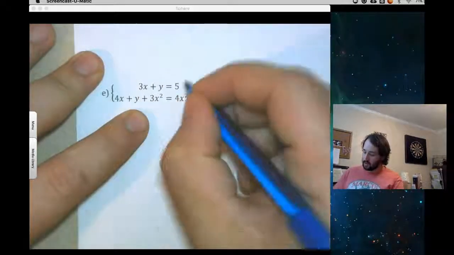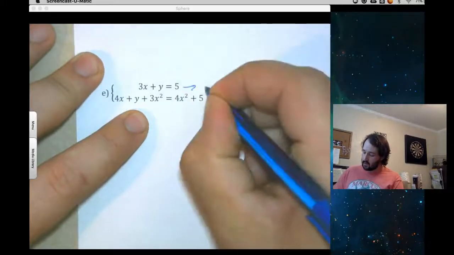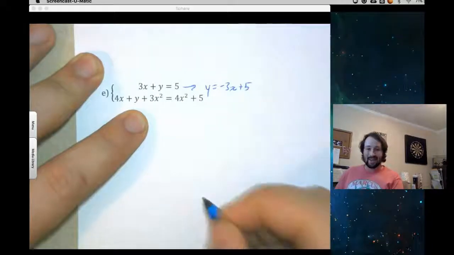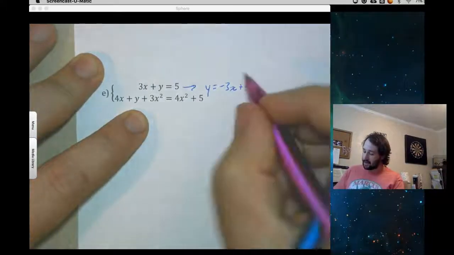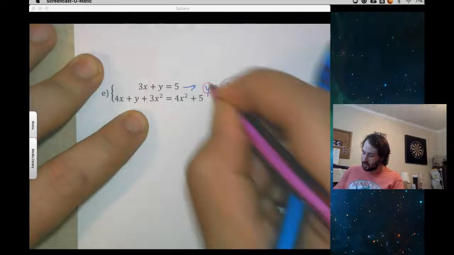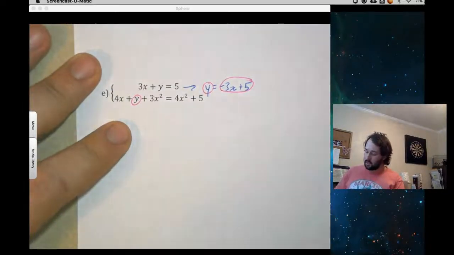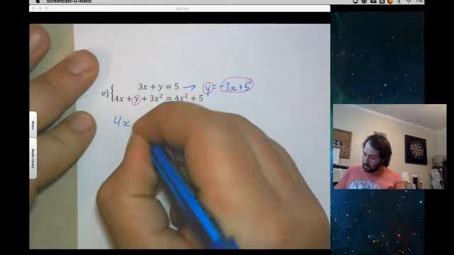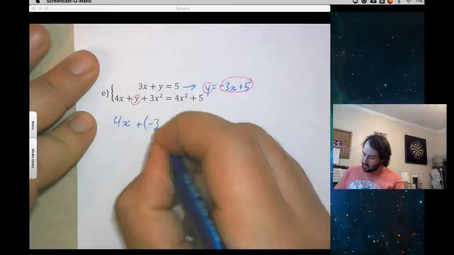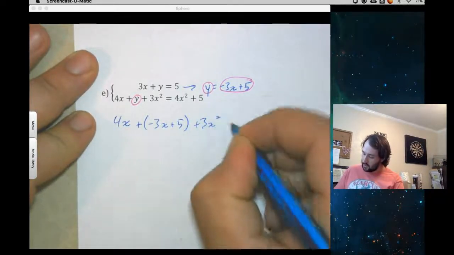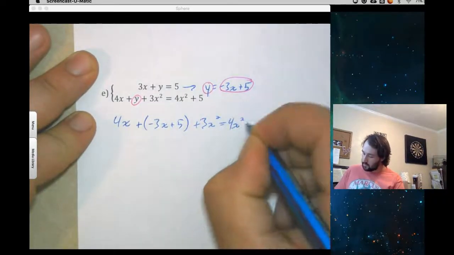If we subtract that 3x to the other side, this is y equals negative 3x plus 5. Now that I know that, since I know it equals y, I can substitute it in wherever I see y in the other equation. So this becomes 4x plus negative 3x plus 5 with that substitution, plus 3x squared equals 4x squared plus 5.